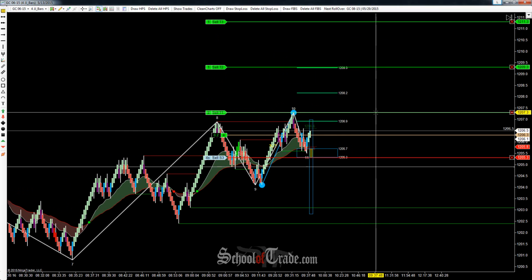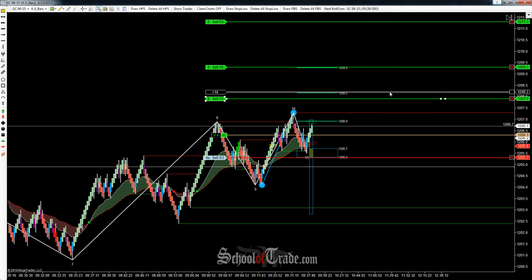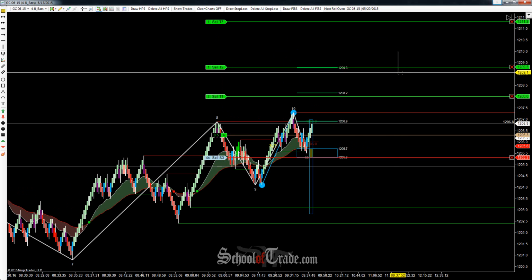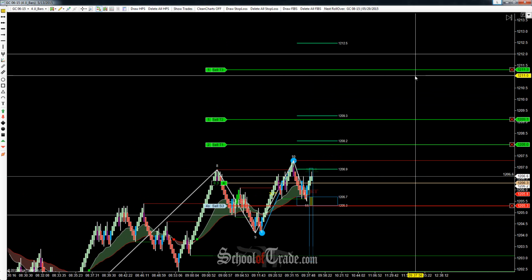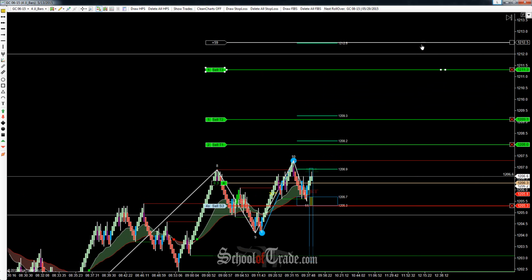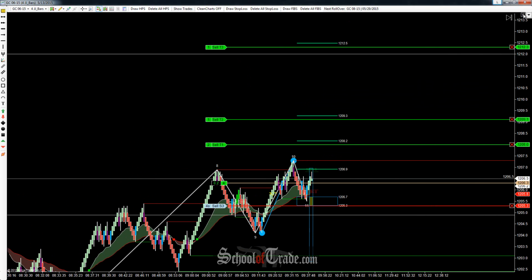Today we're going to be taking a look at a wave pattern long here on gold. Let me get my orders in place here. 1208 is the first target. Second target's coming off at 1209.1. Final target's going to be a bigger runner target, and we're going to look for 1212.3.